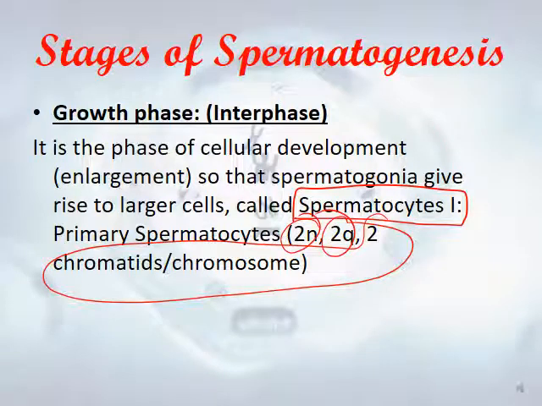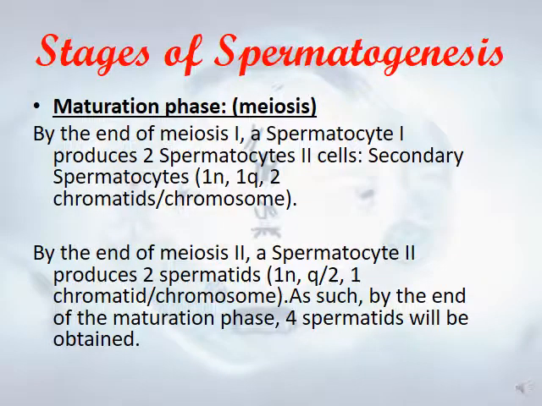So as I said, in the growth phase, the development of the spermatogonia will occur and they give rise to larger cells. They are called spermatocyte 1 or primary spermatocyte, 2N, 2Q, and 2 chromatids per chromosome. Let's move now to the maturation phase.